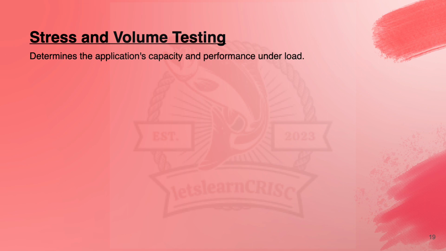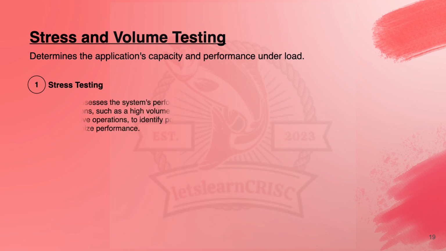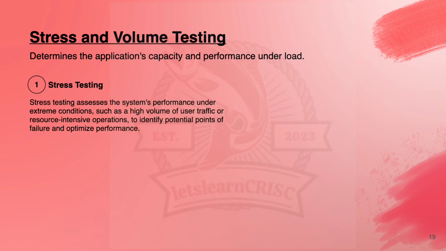Next, we'll discuss stress and volume testing. That is, determining the application's capacity and performance under load. First is stress testing. Friends, stress testing evaluates how a system performs under extreme conditions that go beyond the normal operational parameters. And these conditions may include high user traffic, resource constraints, or intensive processing loads. Friends, the main goal of stress testing is to uncover potential weaknesses or points of failure in the system when subject to stress induced conditions.